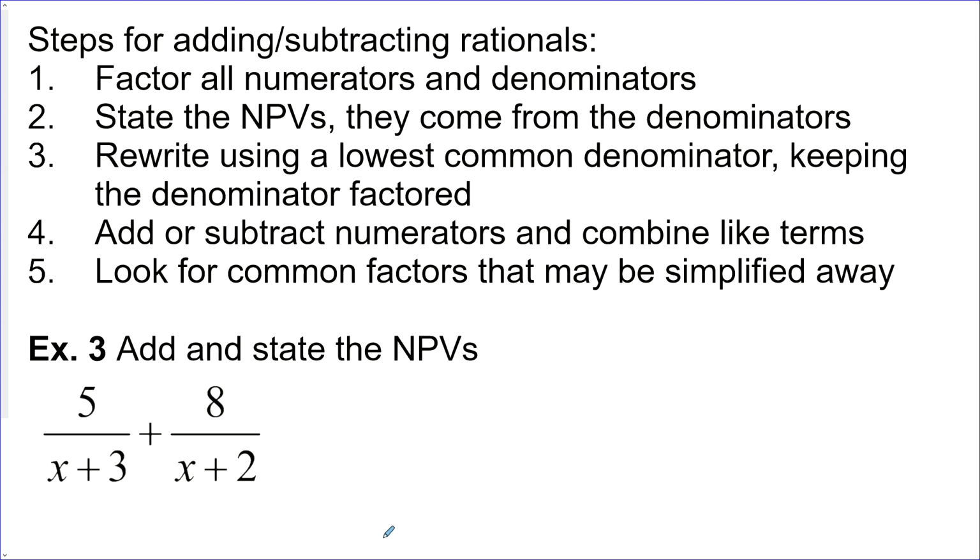Those examples were fairly easy. Here's some steps for when it gets a bit more complicated. Factor all the numerators and the denominators. State the non-permissible values. Remember, they come from the denominators. Rewrite using lowest common denominator. Keep the denominator factored. Add or subtract numerators, combine like terms so that we can look for common factors that may be simplified away.